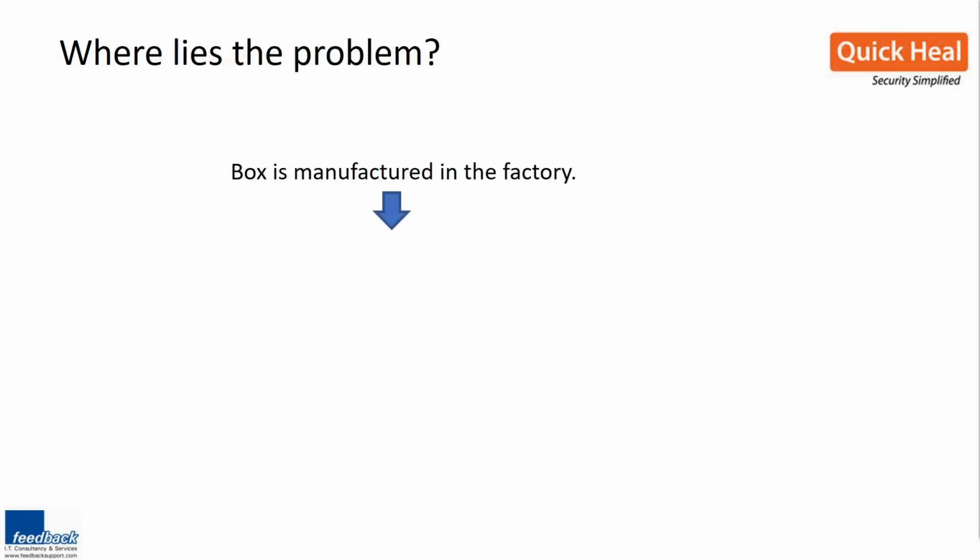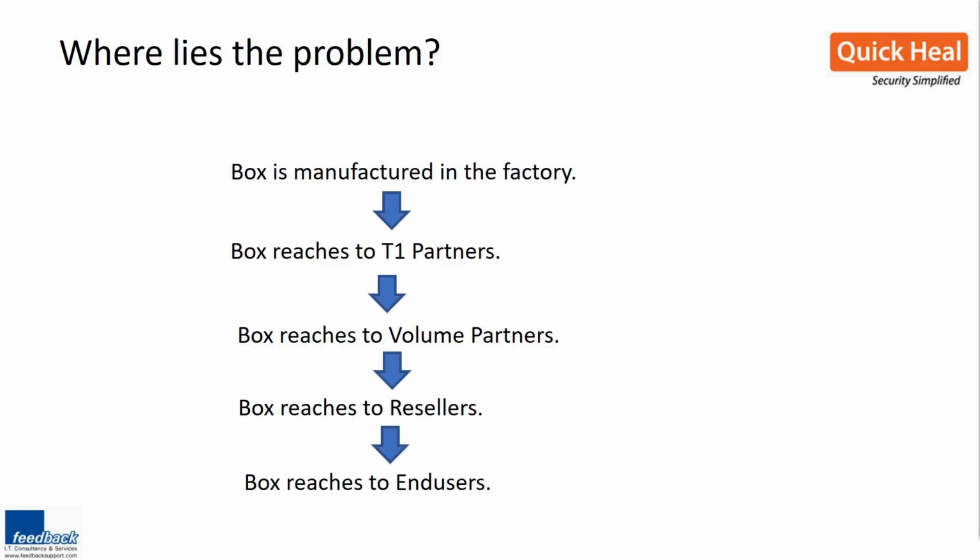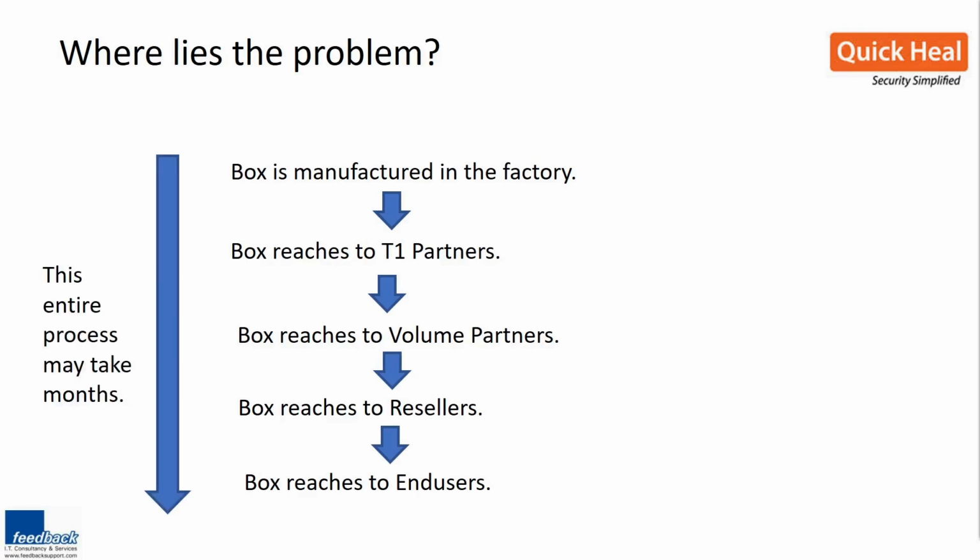The problem is the box is manufactured in the company, then it comes to the T1 partners, then it comes to the volume partners, from there it comes to the resellers, and from there it reaches the end user. Now, this entire process may take a longer duration, it may take 2 months, it may take 3 months. So, it is most likely that the box you are purchasing from a shop contains a media that does not have the updated software.